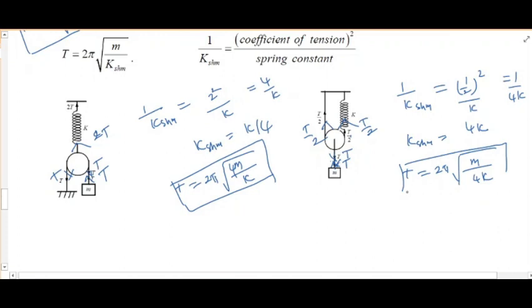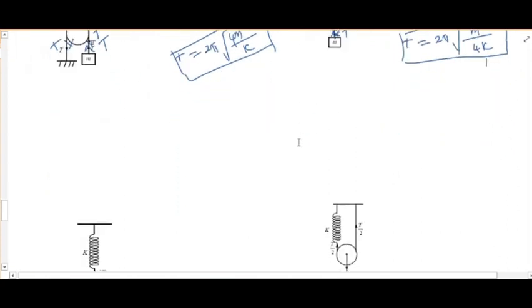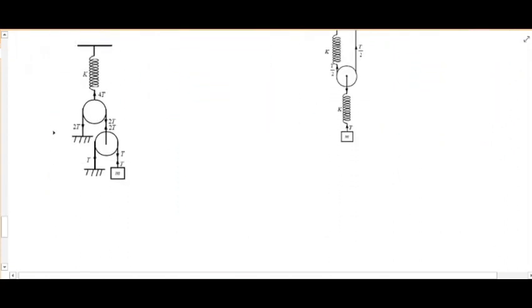See, we can directly find out the time period by using a short trick. So, next we can move to the next problem. See here. Here also one spring, there are two pulleys. So here is the block of mass m. When it is pulled downwards, it is oscillating with the time period. Where the block is attached, there we have to consider the tension T.